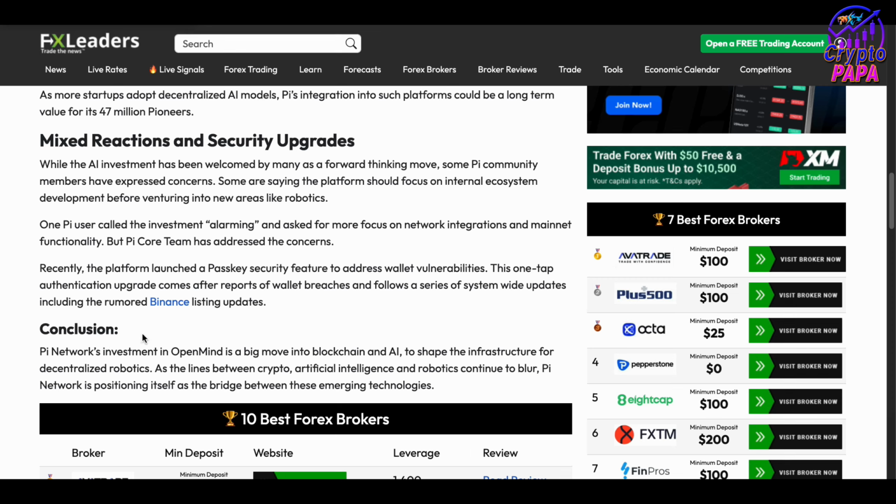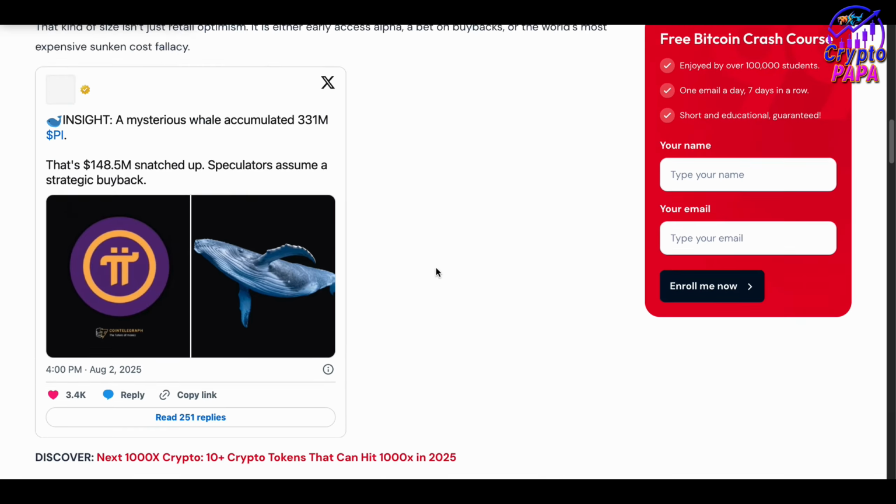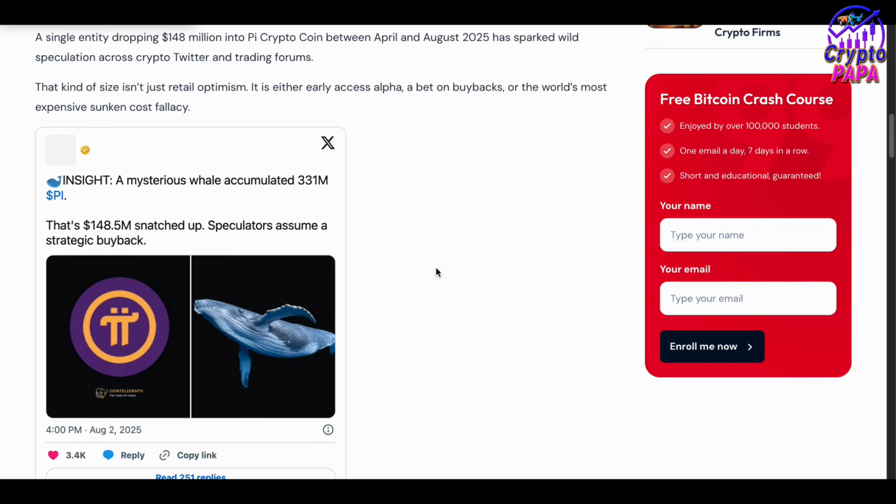The Pi Network's investment in OpenMind is a big move into blockchain and AI to shape the infrastructure for decentralized robotics. As the line between crypto, artificial intelligence, and robotics continues to blur, Pi Network is positioning itself as the bridge between these emerging technologies. Of course, with the current price action value at 0.33, you should be buying the dip at this time, because it might be your last chance to buy the dip, and soon we are expecting the price to rebound sharply to more than 0.33. You can either buy the dip now, or start to accumulate more and more Pi tokens to make sure that the value will be secure, and to make sure that nobody is going to dump the Pi. We need a lot of pioneers to accumulate more and more Pi.